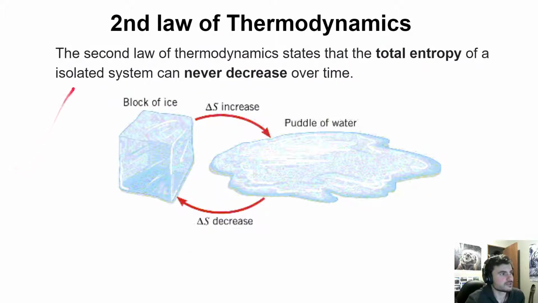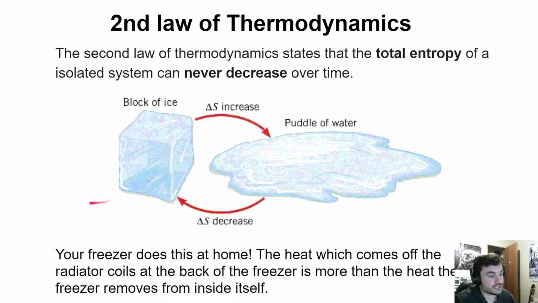Cool. The second law of thermodynamics states that total entropy of a system can never decrease over time. The trick here is none of these systems are isolated. They're all linked together, so the surroundings heat up. Your freezer actually does this at home. If you think, how can you cool down something? If you cool down something, you're making it more ordered, so entropy is decreasing.